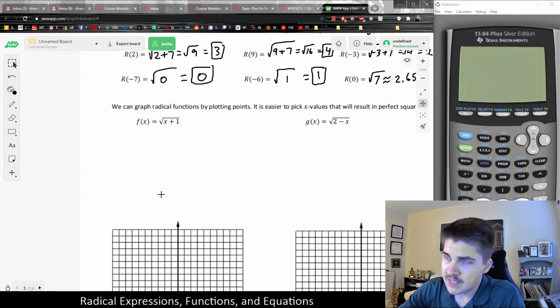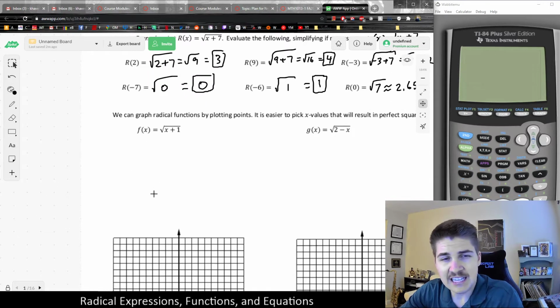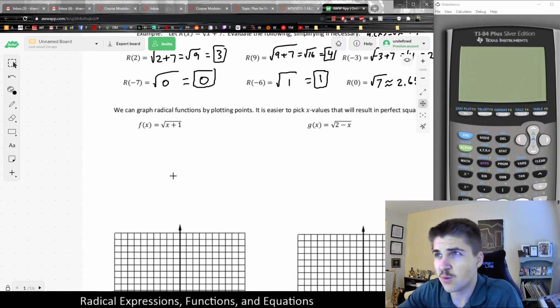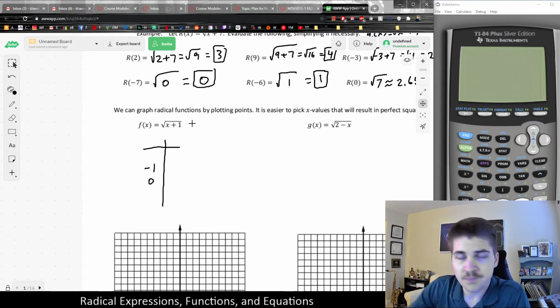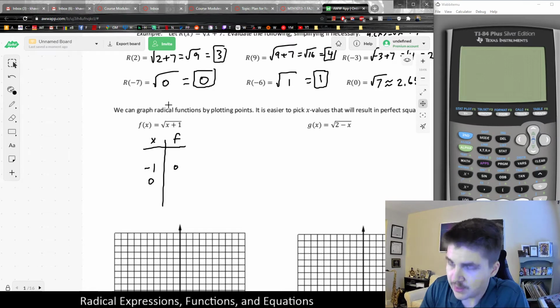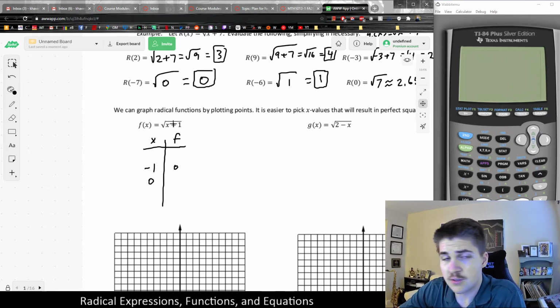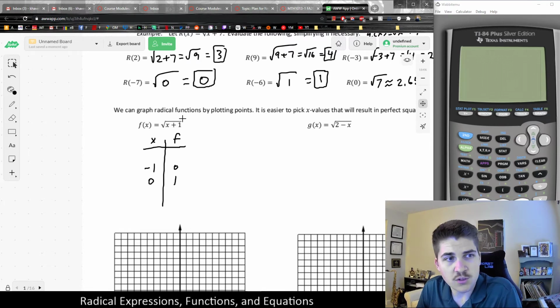But what I recommend is, as in the previous example, if we start with a 0 inside the radical, that's going to give us the starting point for that radical function. In this one, it would be -1, because -1 plus 1 would be 0. And that's always going to be the basis for the domain of this function. Another value that would work very easily is 0. If I plug in -1 into f of x, that would give me the square root of 0, which is 0. If I plug in 0 into f of x, I would have 0 plus 1. The square root of 1 is going to be 1. And so those are some pretty easy starting points to work with.